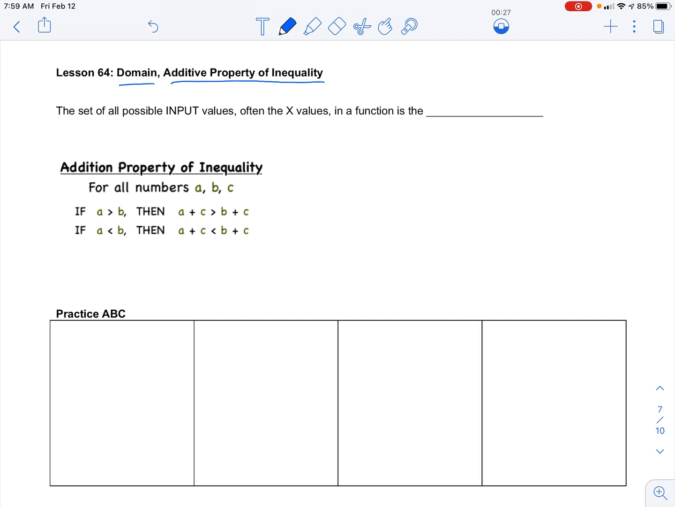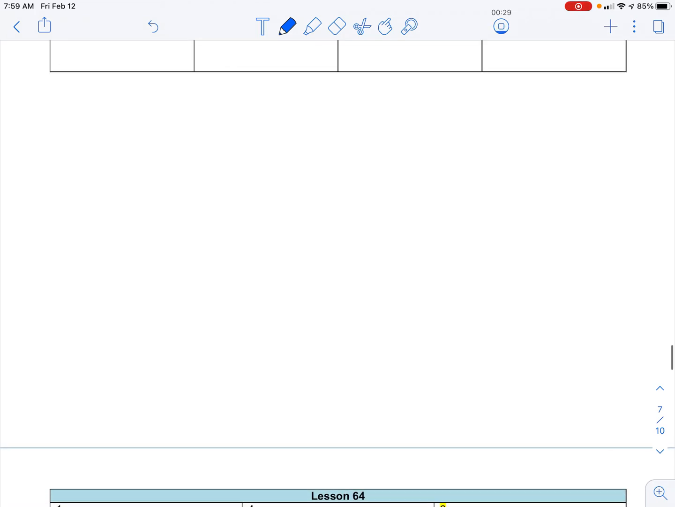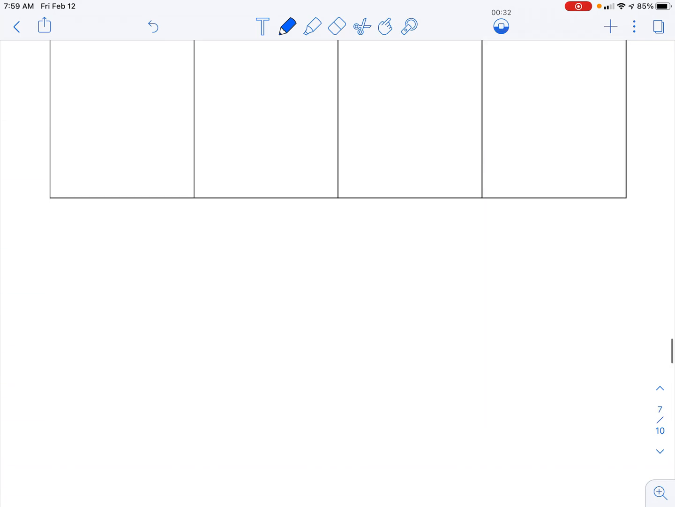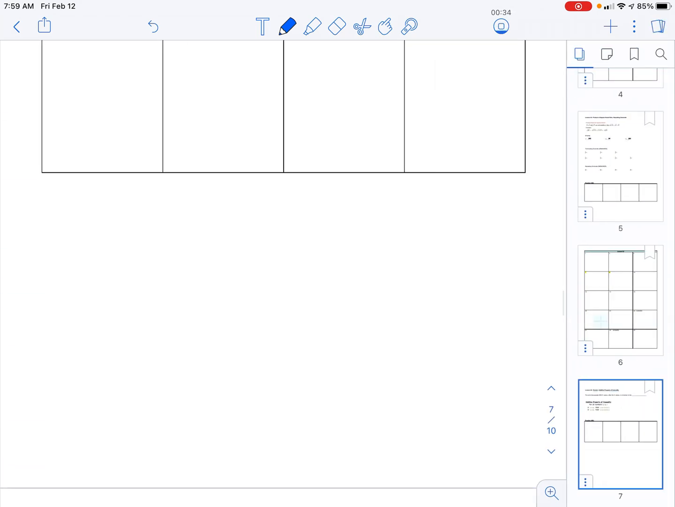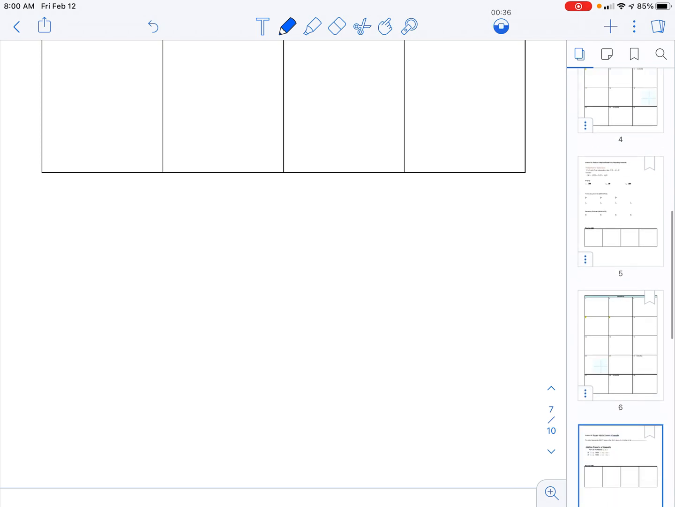So I'm going to start off with a little example. I'm going to just grab another sheet of paper here and use that just to kind of give you a few things. You don't have to write any of this down right now.